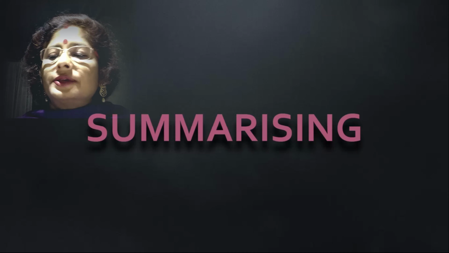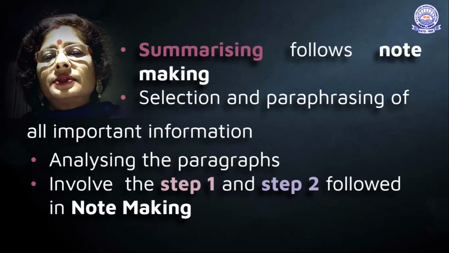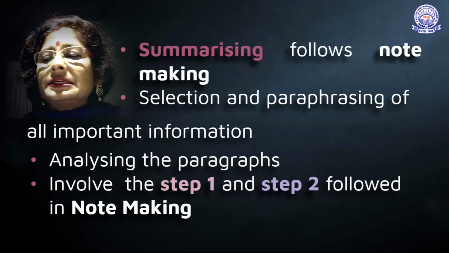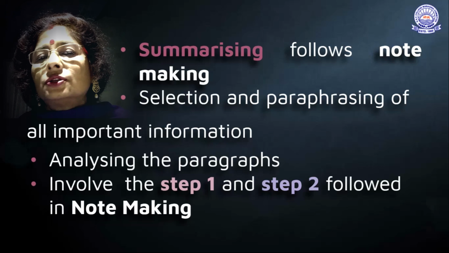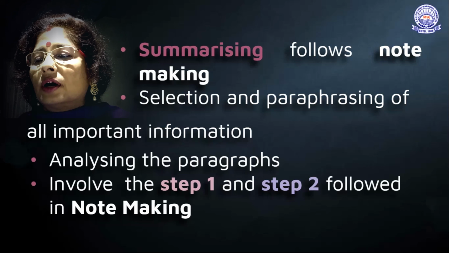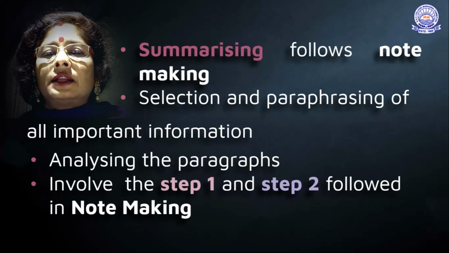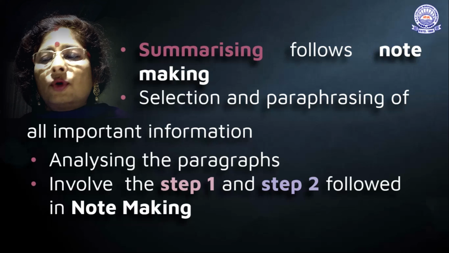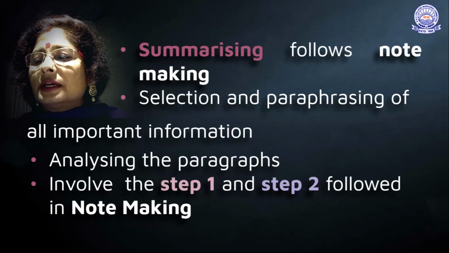Then comes summarizing. Summarizing follows note making, means just after note making, summarizing takes place. Summarizing, really, is a selection and paraphrasing of all important information of the original source. This is done by analyzing the paragraphs in order to formulate a plan of writing. And the process of summarizing would involve all the steps that we have taken in note making. I mean, underlining the important ideas, then writing them down, abridging the verbs, and avoiding the examples, explanations, and repetitions as well.